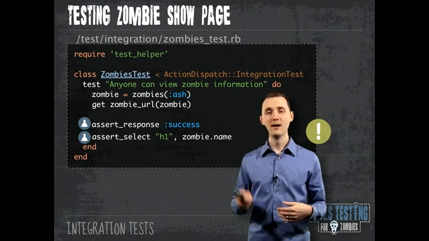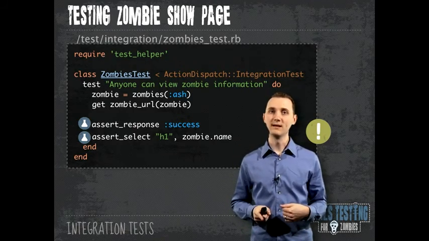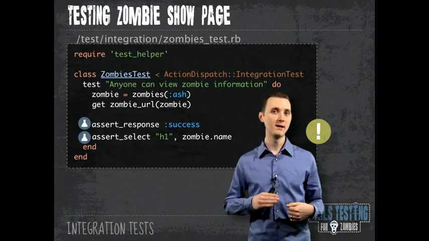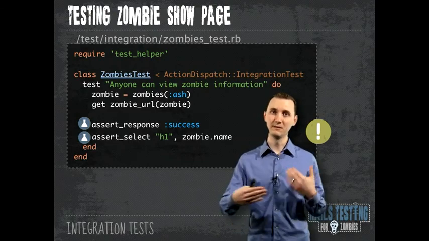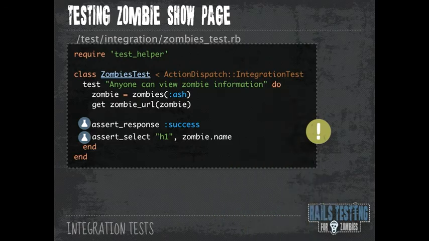I should also note that because we have two assertions in one test, if the first assertion fails, we're not going to have any clue as to whether or not the second assertion passes or fails. That's the benefit of splitting it into separate tests.